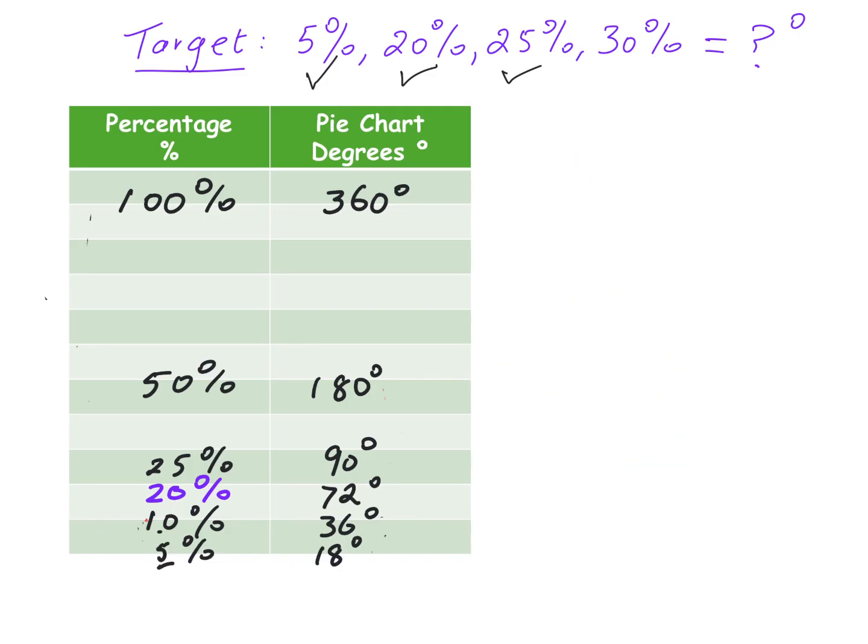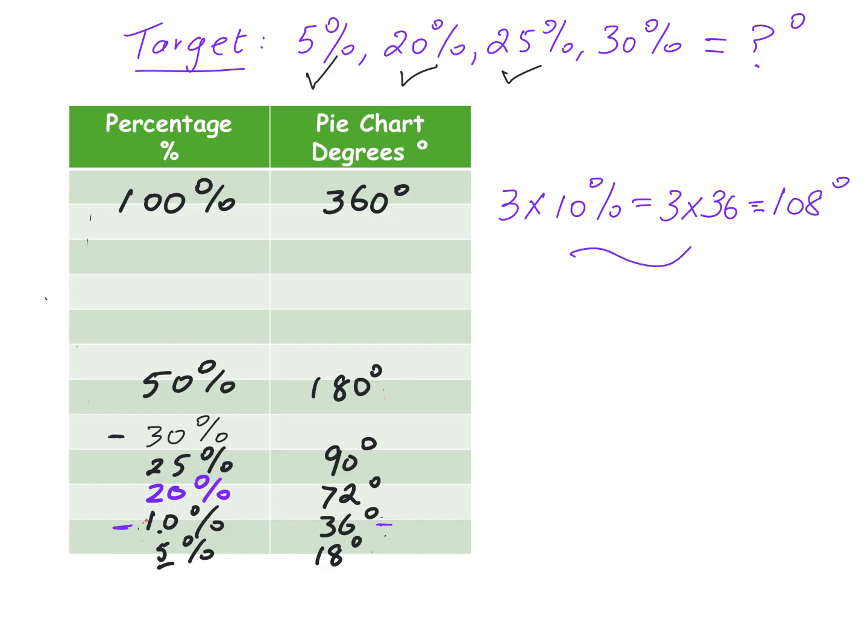Finally, let's convert 30% to degrees. We could triple the 10% and then triple the 36 degrees to get to the conversion. So let's document that. 3 times 10%, which is our 30%. So we do 3 times 36, and that would get us to 108 degrees. That's one way.